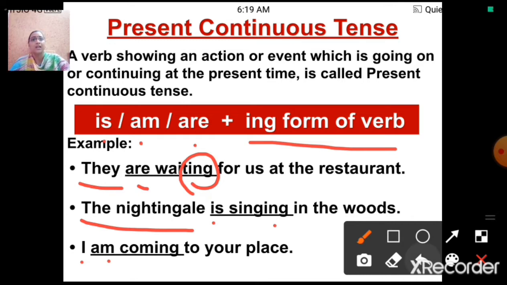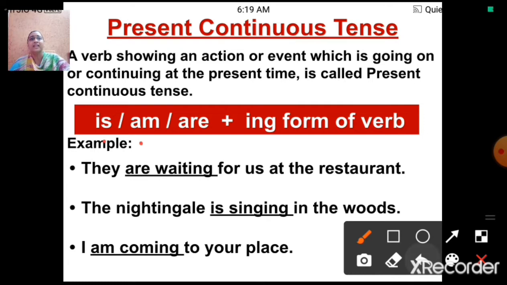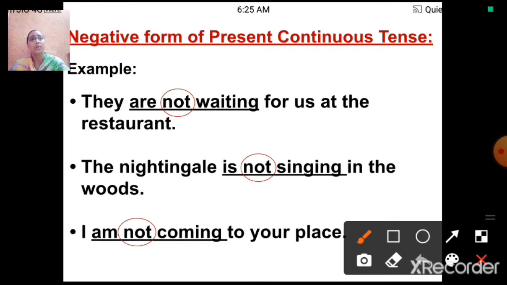Now students, if I ask you all to convert all these same sentences into negative form, how are you going to do it? This is very simple. We are just going to add not with the helping verb, that is after the helping verb. So, the sentence will be, they are not waiting for us at the restaurant. The nightingale is not singing in the woods. I am not coming to your place.